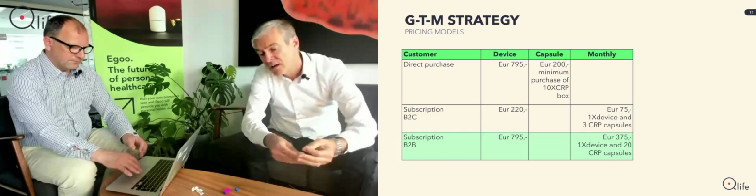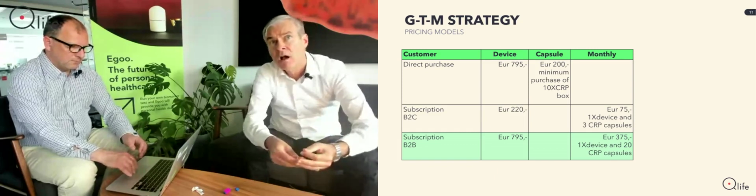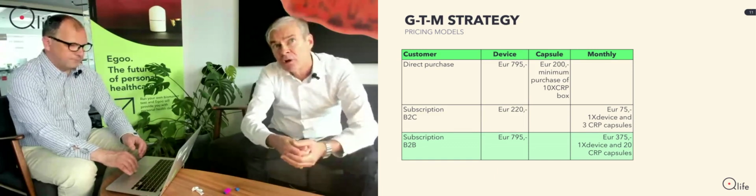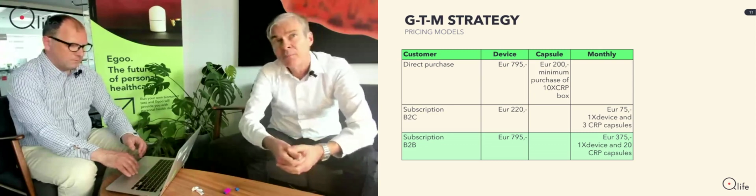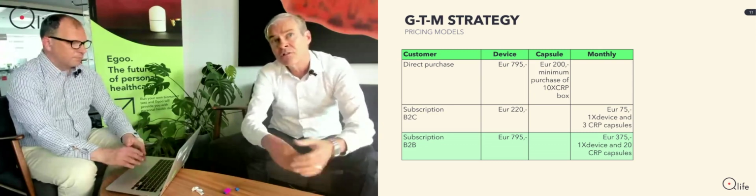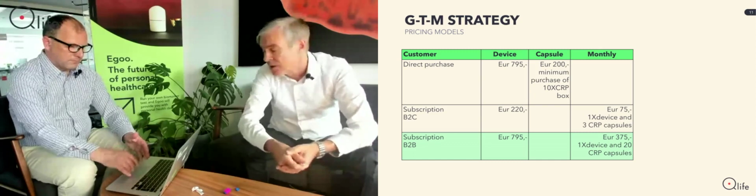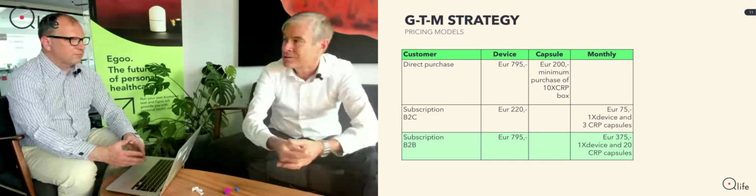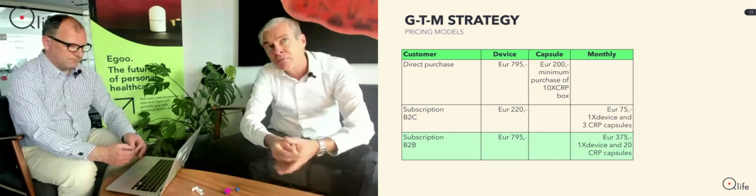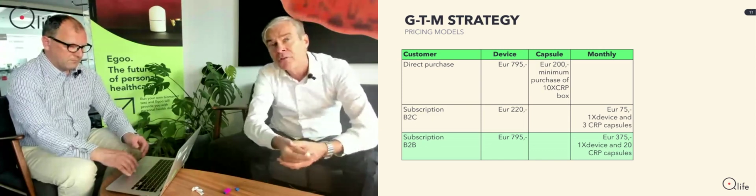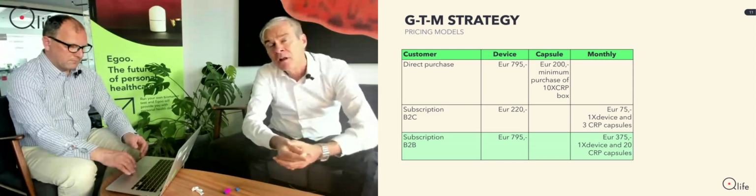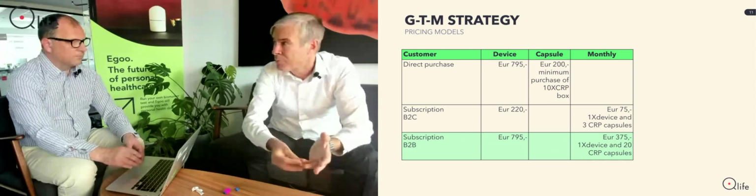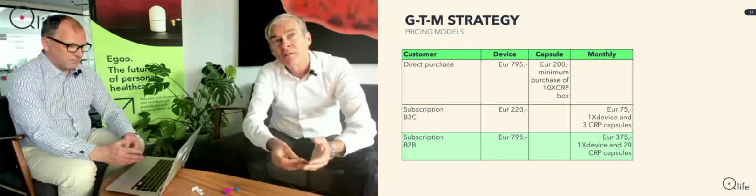That is obviously a relatively high price point. We hope in 2-3 years to have a production volume that will permit us to lower the price. Our target in the long term is really to get down to around 350, a little bit like a watch costs. But right now, for the people that are willing to pay €795, we then sell a box of 10 capsules for €200, which is €20 per capsule. So that's the direct purchase.